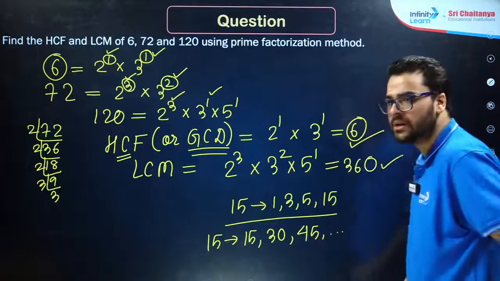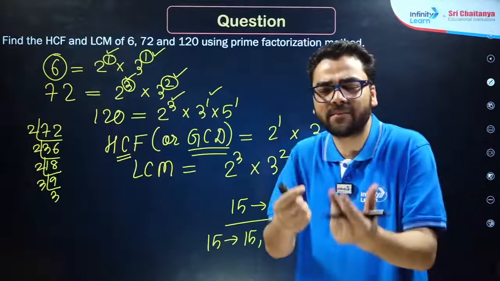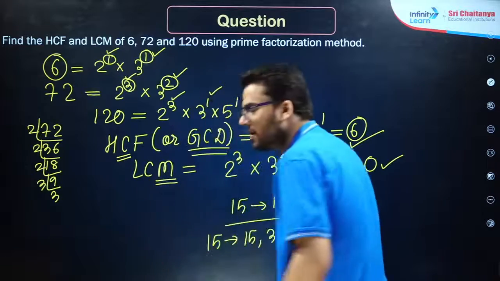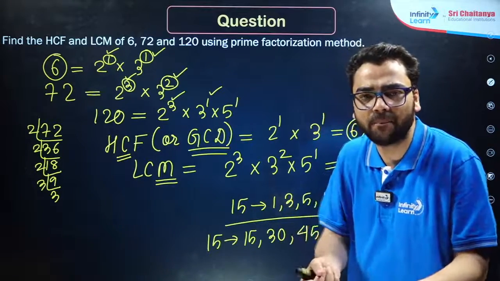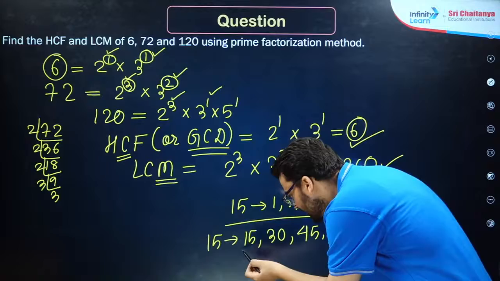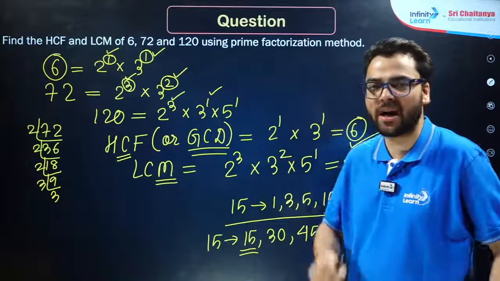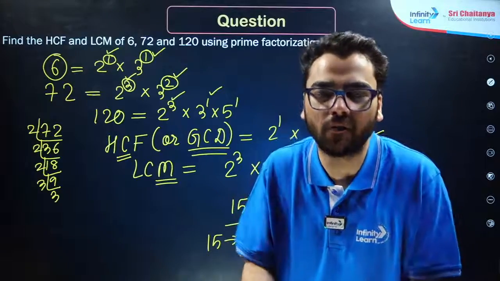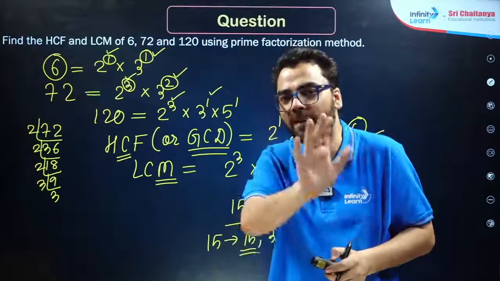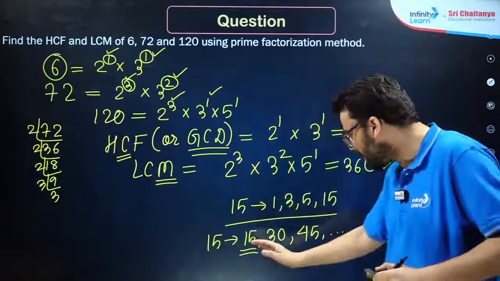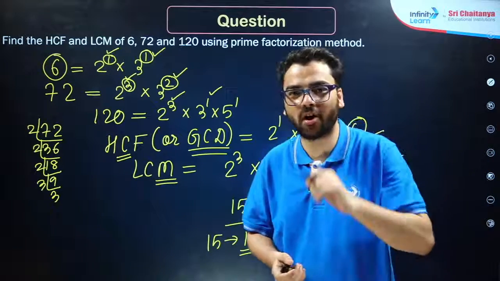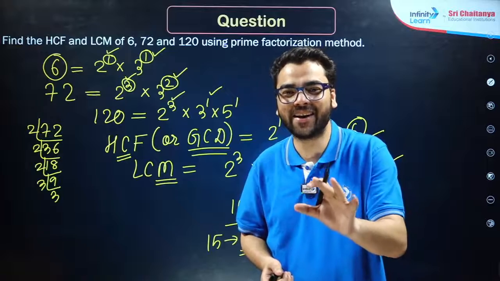Yes or no? So the smallest multiple, LCM is what? Least common multiple. So the smallest multiple of a number is equal to the number itself or not? Are you getting my point? The smallest multiple of a number is equal to that number itself. Otherwise, all the multiples of that number are greater than that number. Am I right or not? Is that clear or not? Simple logic.